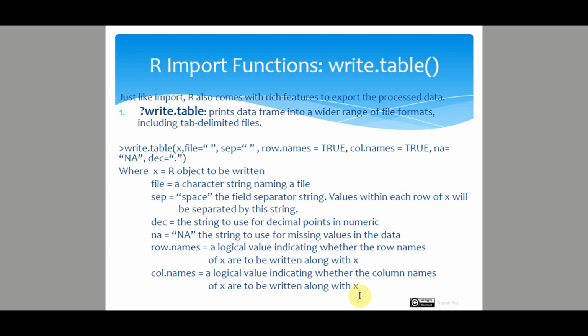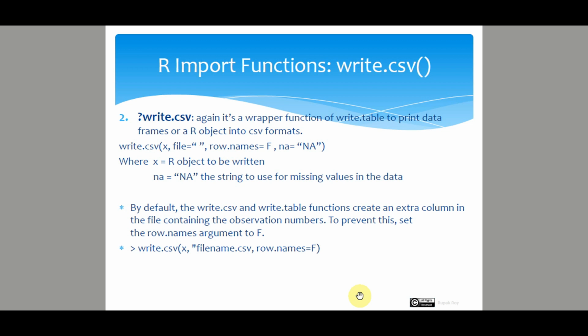Number 2 is write.csv. It's again a wrapper function of write.table to print data frames or R objects into CSV format. By default, both the write.csv and write.table functions create an extra column in the file containing the observation numbers. To prevent this, set the row.names argument to FALSE.